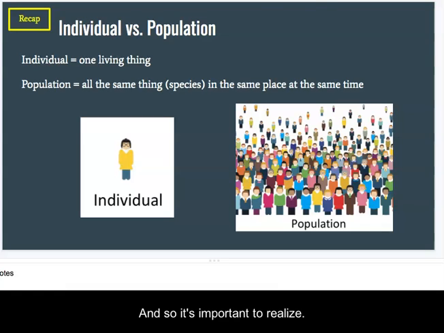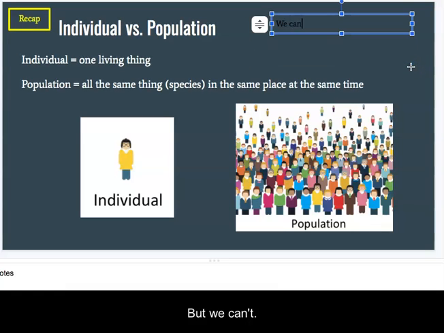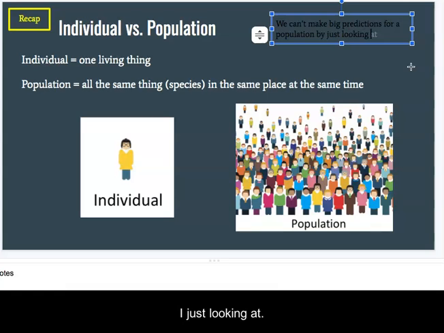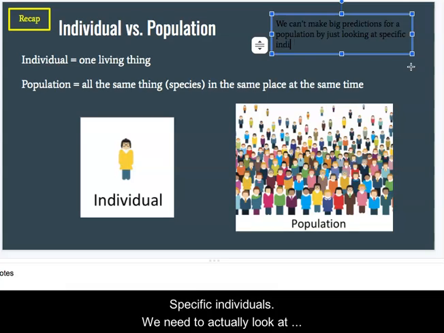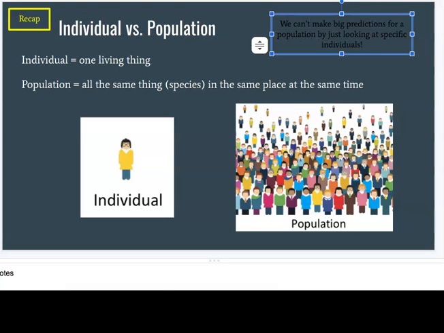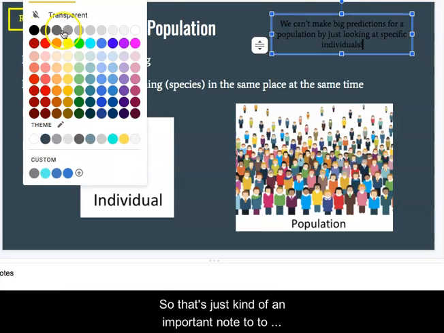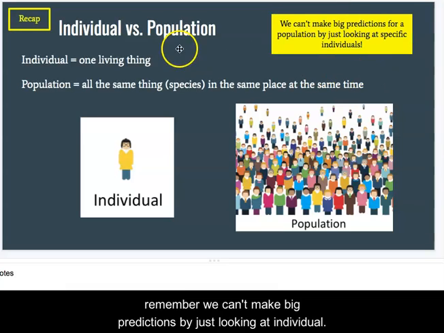And so it's important to realize that we can't make big predictions for a population by just looking at specific individuals. We need to actually look at the group as a whole. So that's just an important note to remember. We can't make big predictions by just looking at individuals.